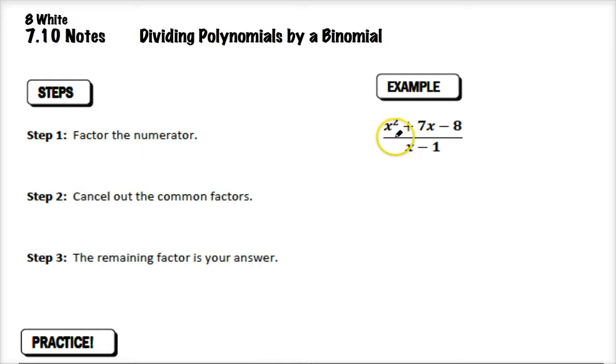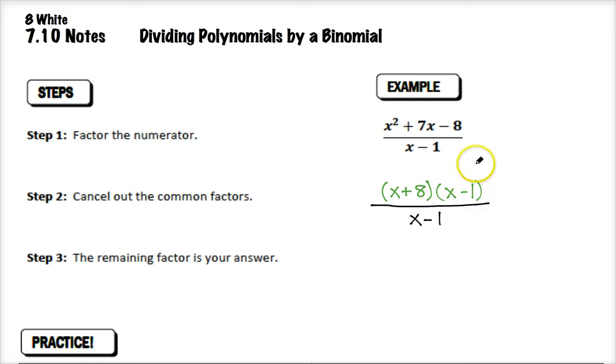If you have the trinomial x squared plus 7x minus 8 and you're dividing it by the binomial x minus 1, the first step is to factor the numerator. So x squared plus 7x minus 8, since that's a trinomial, we know that will factor into x plus 8 times the quantity x minus 1. So that's what I'm going to do, is factor my numerator, and then my denominator is just x minus 1.